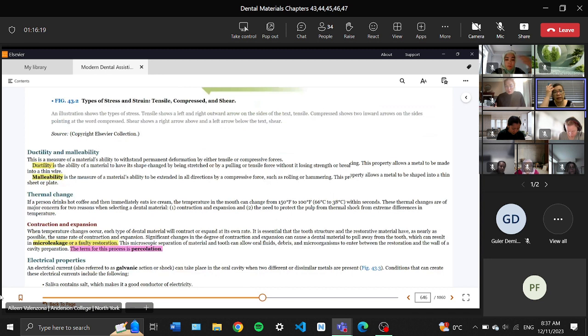Now let's go to ductility and malleability. This is a measure of a material's ability to withstand permanent deformation by either tensile or compressive forces. Ductility is the ability of a material to have its shape changed by being stretched or pulled by tensile force without losing strength or breaking. This property allows a metal to be made into a thin wire. So that is ductility. Malleability is the measure of a material's ability to be extended in all directions by a compressive force, like rolling or hammering. Wait, guys.